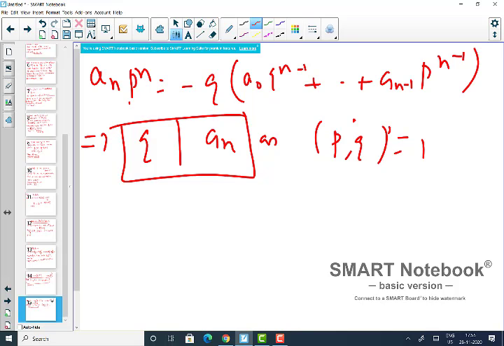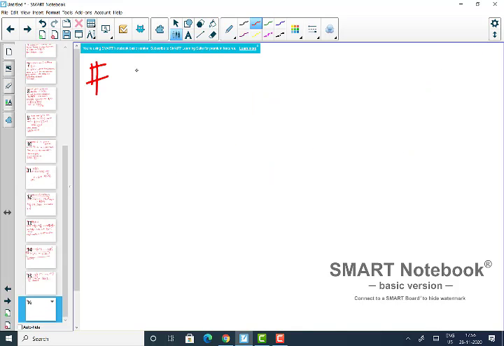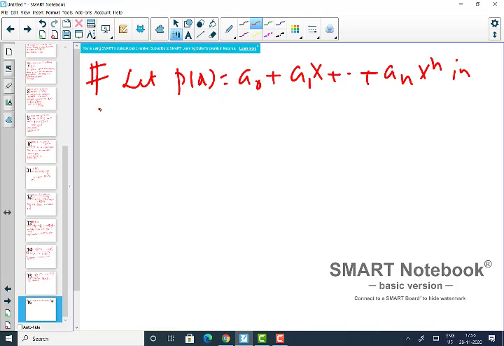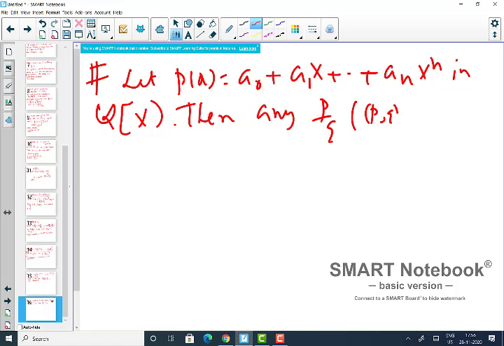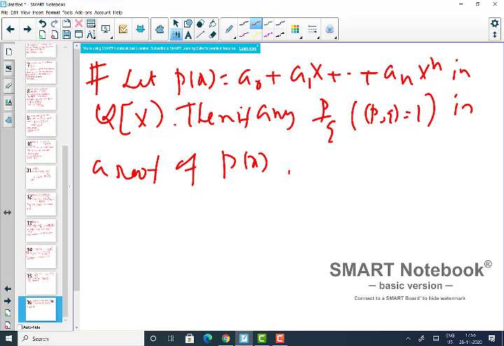If something is reducible, so what you can write down as a conclusion: let p(x) be a general polynomial of degree n in Q[x], then any p by q with GCD of p and q equal to 1 that is a root of p(x) satisfies the following: p divides the constant term and q divides the leading coefficient a_n, right?